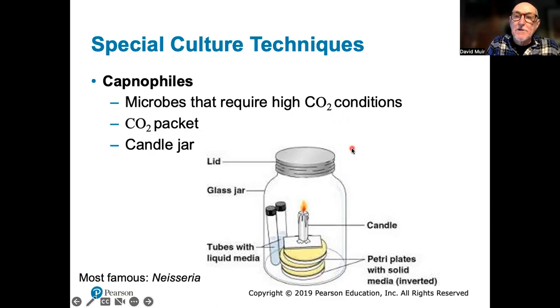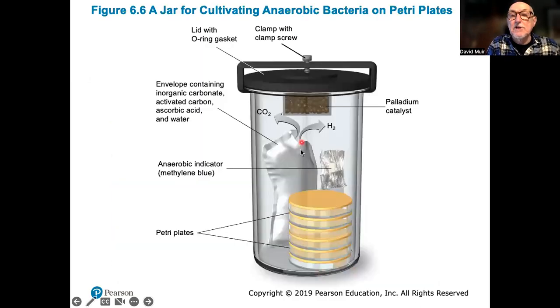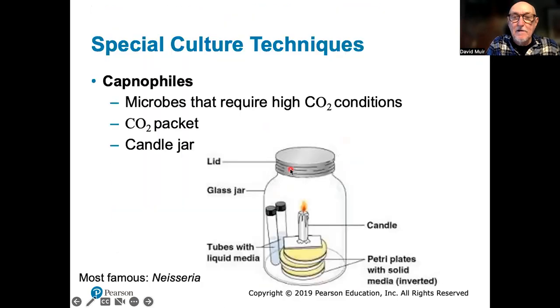And the one that I would mention to you is Neisseria. Neisseria gonorrhoeae is the causative agent of gonorrhea. Neisseria meningitidis is the cause of meningitis. And when we grow them, they grow best in capnophilic conditions. Well, you can also use a little chamber like this and get a special envelope that sets up capnophilic conditions.